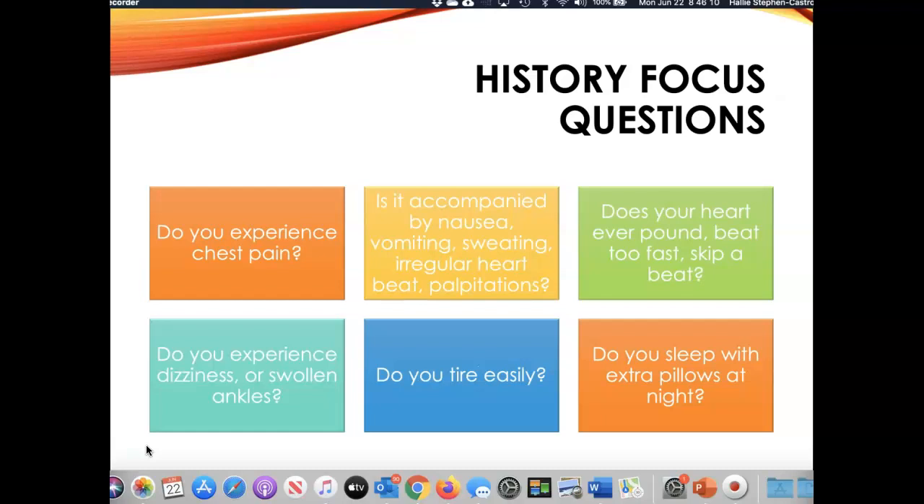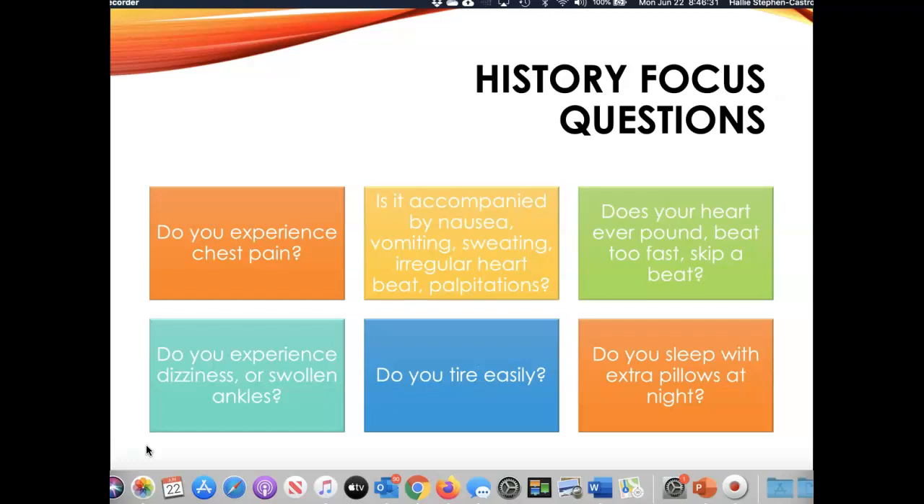Do you sleep with extra pillows at night? Again, with heart failure, sometimes we have to have the head of the bed elevated because it's hard for them to sleep flat on their back, because sometimes fluid can build up overnight. So it's easier if they sit up in the bed. It's kind of gravity at work.